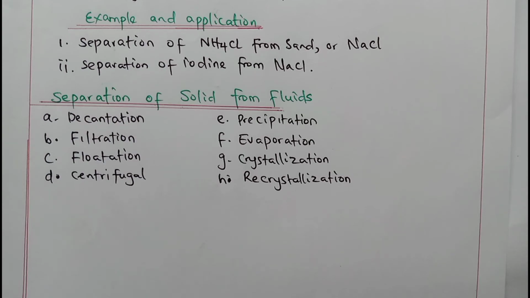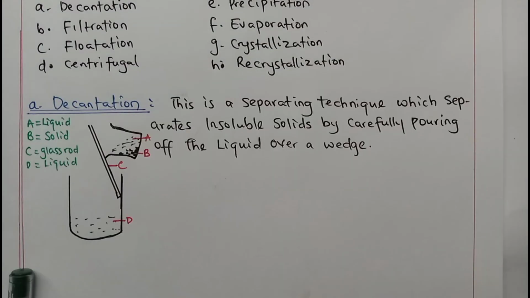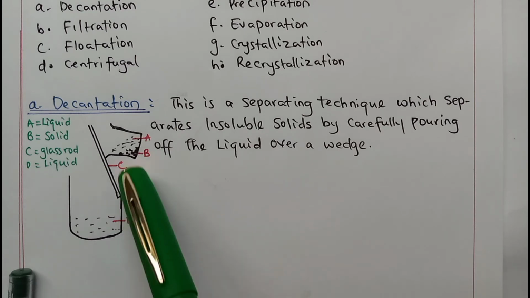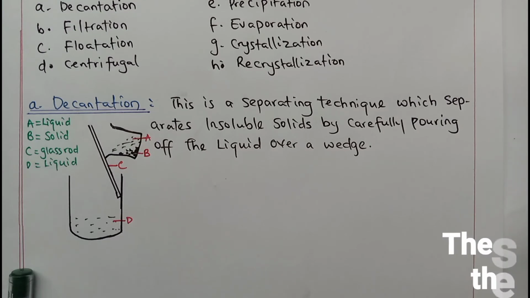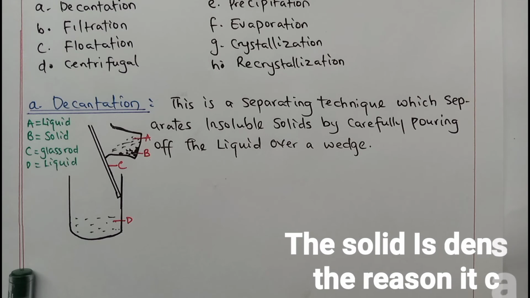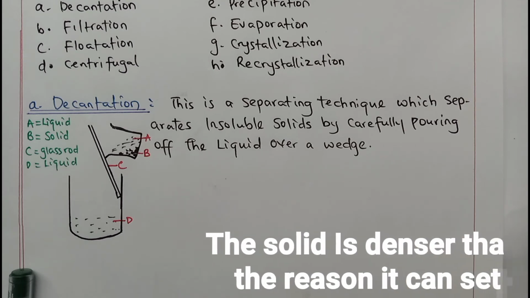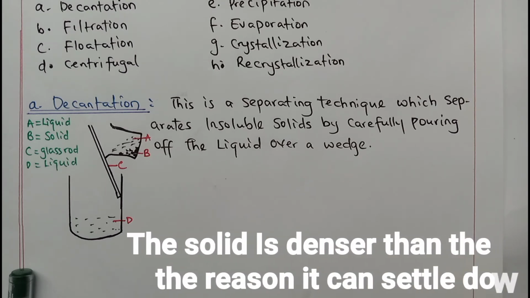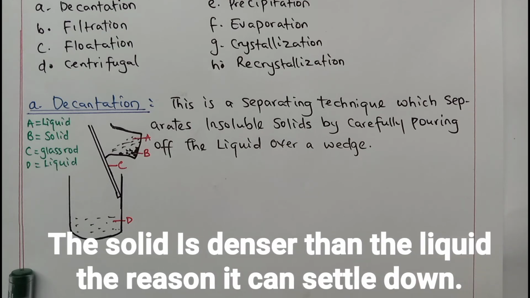Let's start with decantation. This is a separation technique which separates insoluble solids by carefully pouring off the liquid over a wedge. The idea here is that the solid is allowed to settle down, and the person will pour it through this, holding a glass rod to separate it. And to be frank with you, it is not for accuracy. If you're looking for accuracy, this is not the right method to use.